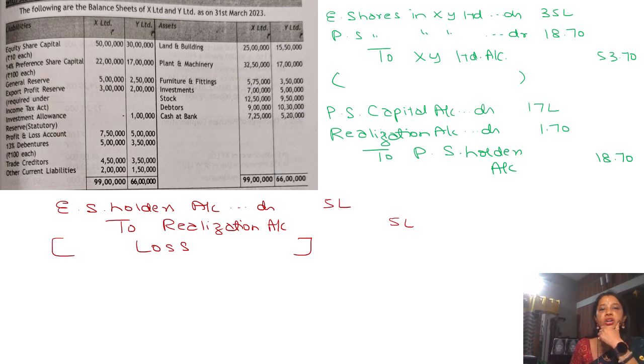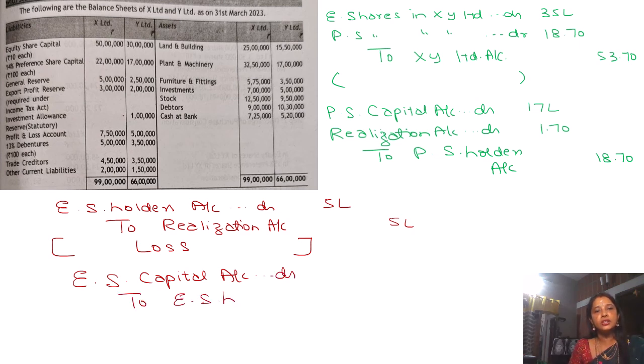Once you transfer the loss, the next entry is transferring equity share capital. So entry will be equity share capital account debit to equity shareholders account. How much is the equity share capital of Y? Y equity share capital is 30 lakhs. So 30 lakhs. So this is transferring equity share capital to equity shareholders account.